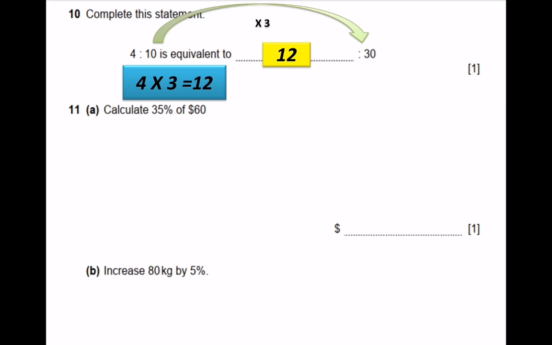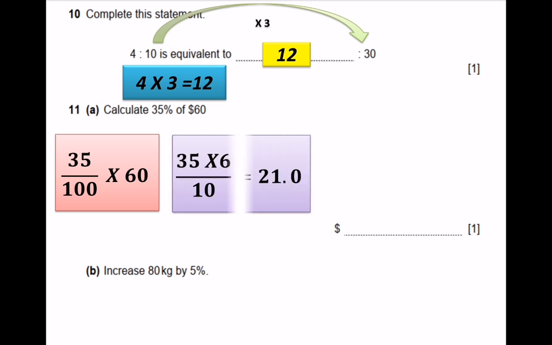Calculate 35% of $60. If I have 35%, it will be 35 over 100. Of means times, 1 times 60. Then I will make multiplication, 35 times 60, or 35 times 6, and the final will be over 10. So 35 times 6 will be 210. And because we have a decimal point, we have over 10, so it will be 21.0.